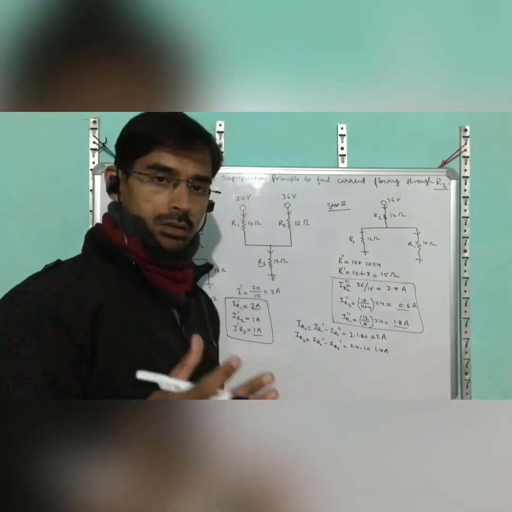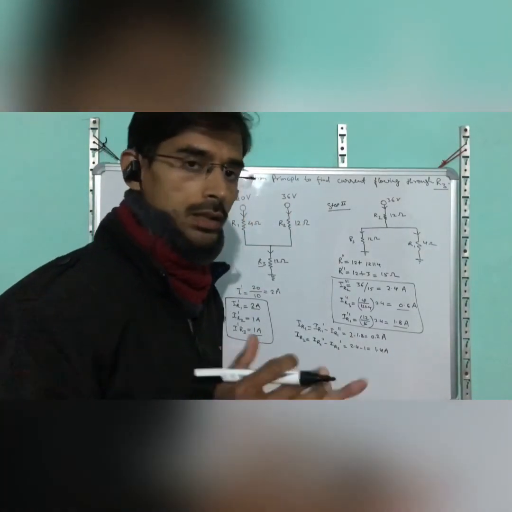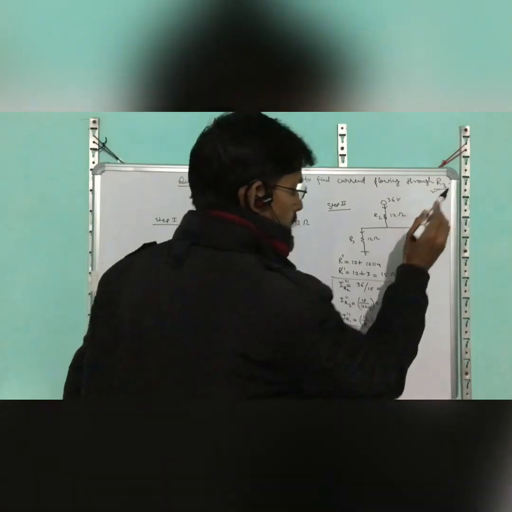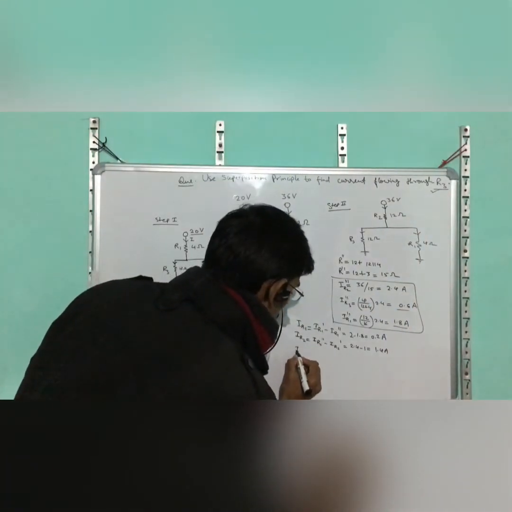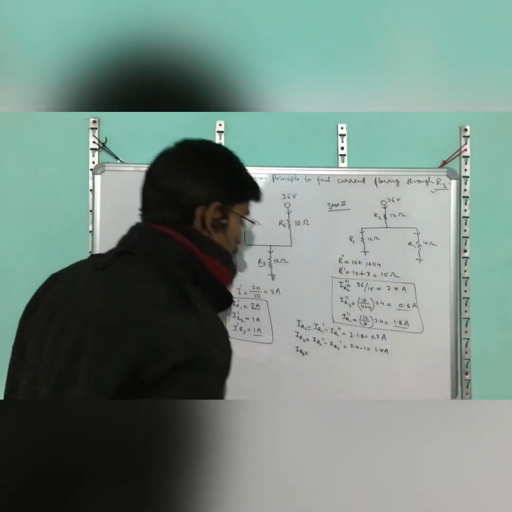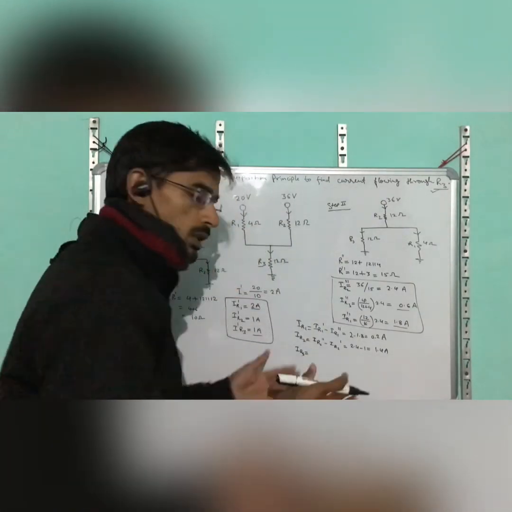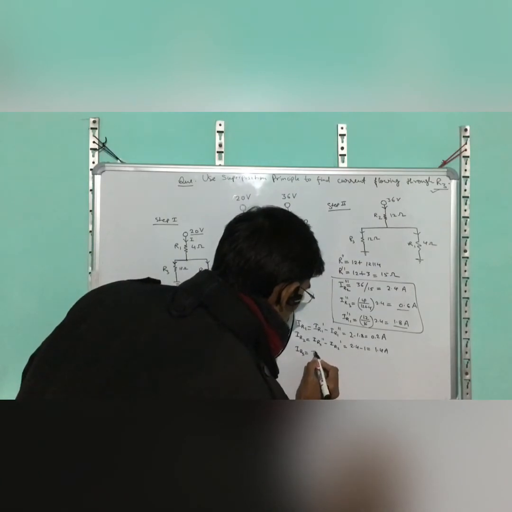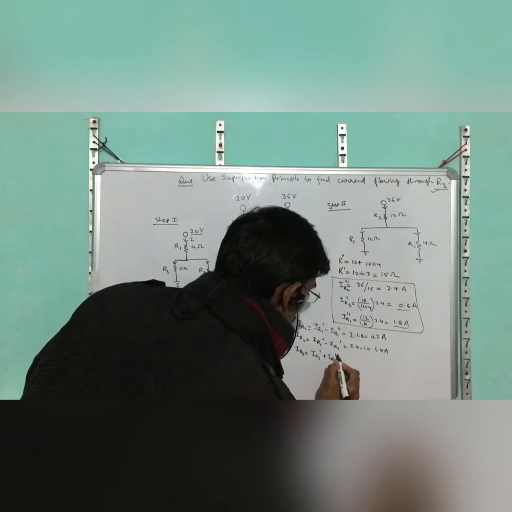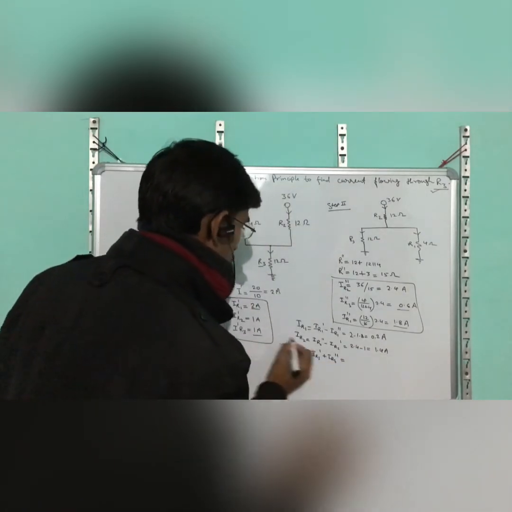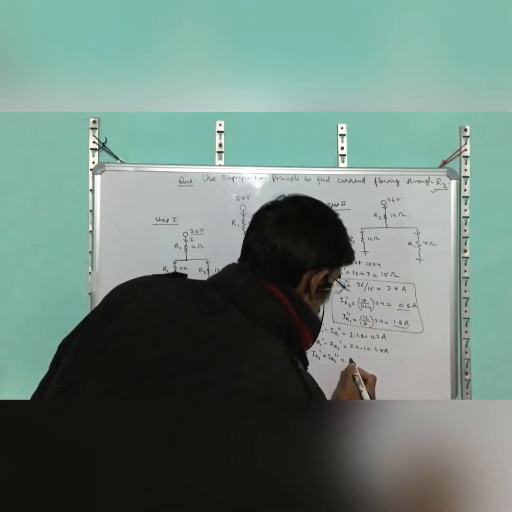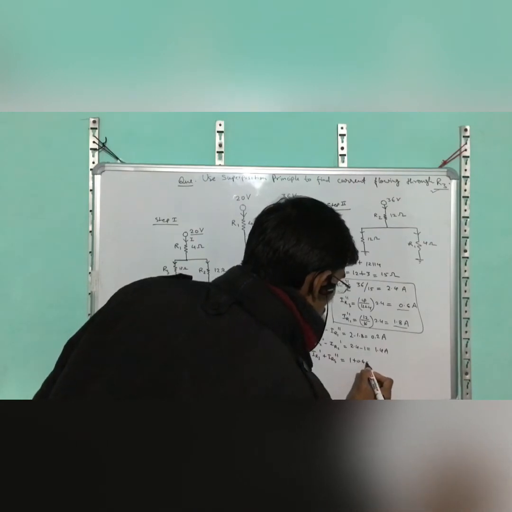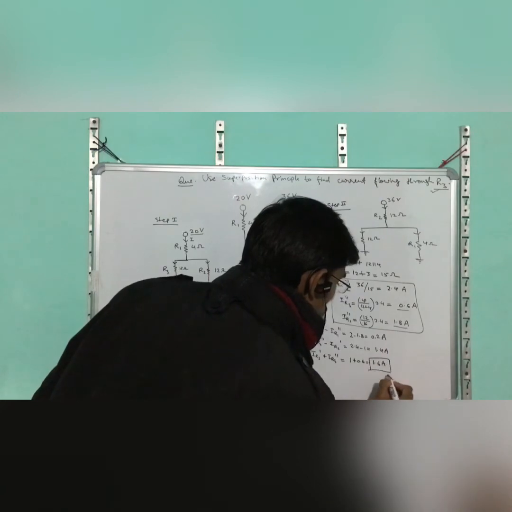And now our real answer, the final answer, which is current flowing through this R3, will be IR3 equal to, because current is flowing in the same direction in both these steps, so this will be added, IR3 prime plus IR3 double prime equal to 1 plus 0.6, which will be 1.6 ampere. So this is the final answer.